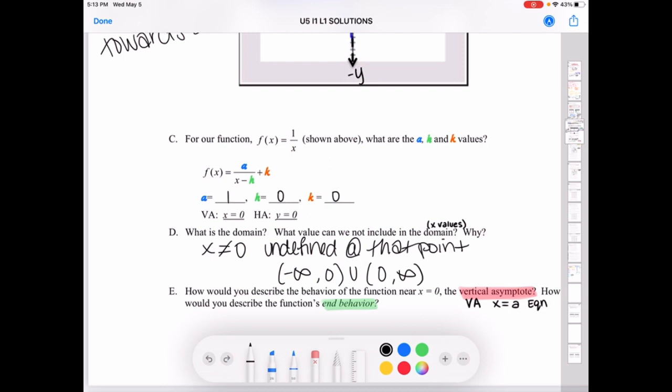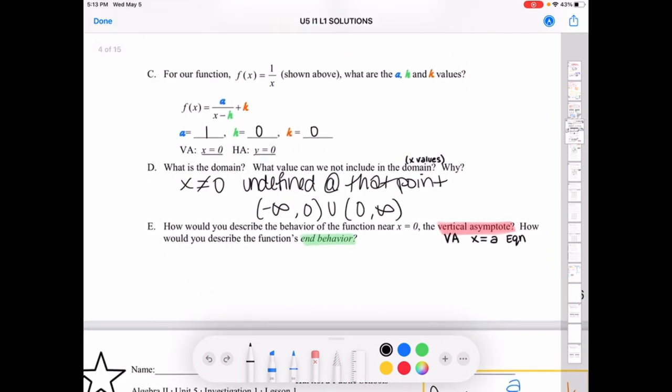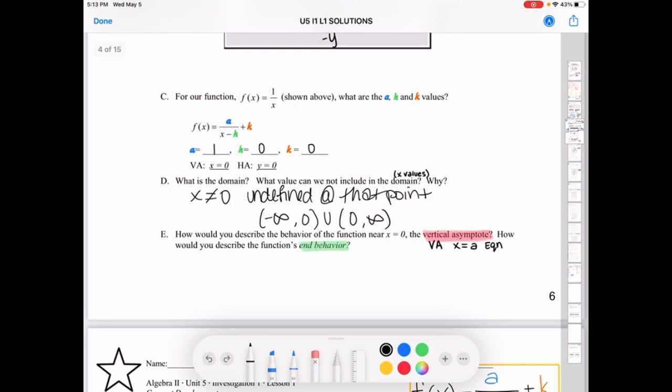Now I want you to know, okay, well, how would you describe the behavior of the function near x is equal to 0? It's talking about the vertical asymptote. So this is where x is equal to 0. So how would you describe this end behavior? Well, your f of x is your fancy way of saying y, okay? And as x is going towards 0, it's asking, well, what's happening to your y values, right? So as x is approaching 0, f of x approaches infinity, and as x is approaching 0, it also approaches negative infinity.